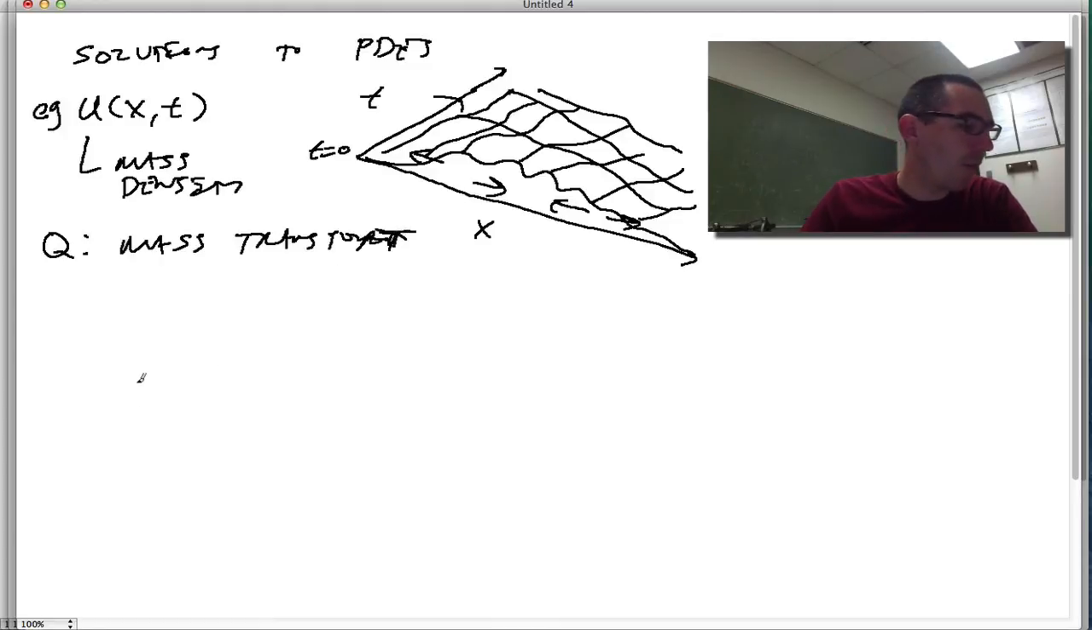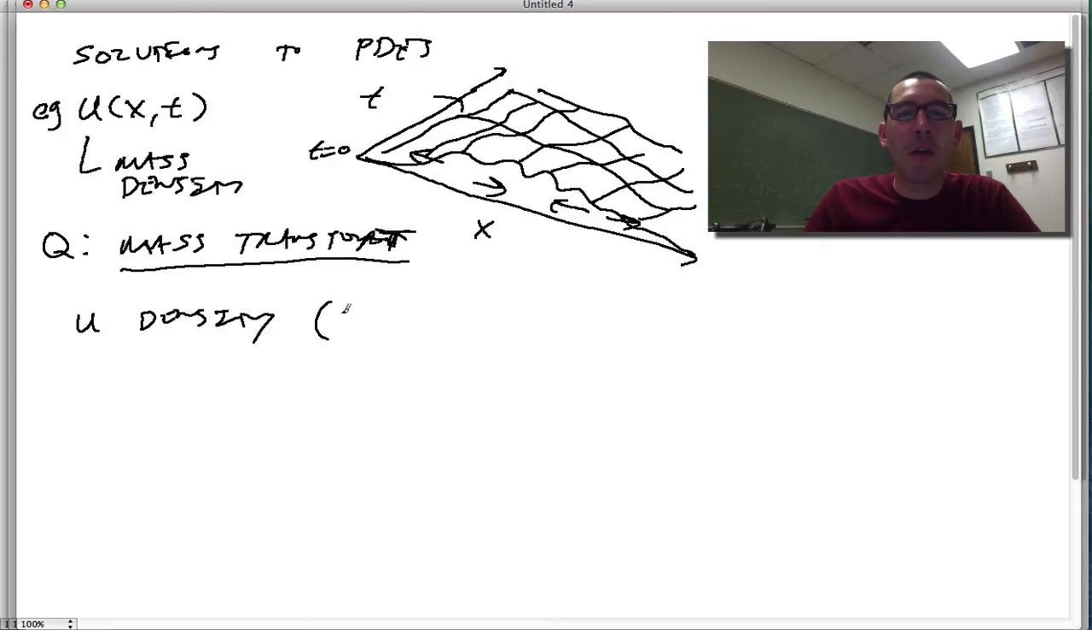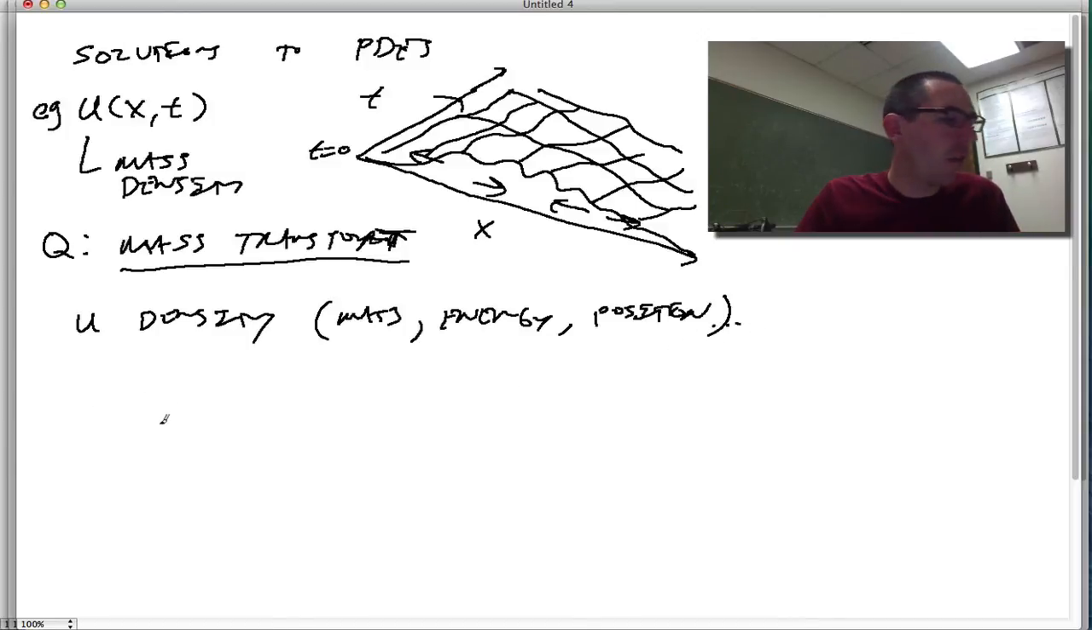So that's mass transport, and that's a central question we'll be answering: how to model mass transport, or some sort of quantity where u could be some sort of density. That could be mass, or it could be energy, or a position of some sort of quantity, and so on and so forth. All right, so things involving space-time. It's really about this idea of transport, and that entails motion.